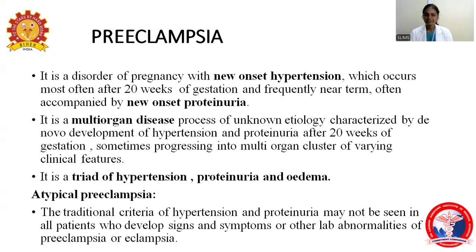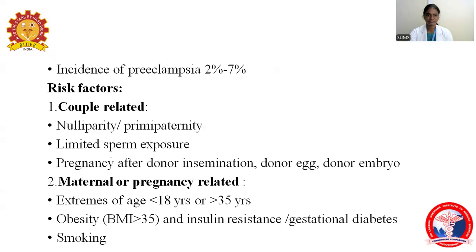Mostly it will be a triad with hypertension, proteinuria, and edema. There is one more term called atypical preeclampsia. The traditional criteria of hypertension and proteinuria may not be seen in these patients, who develop signs and symptoms or other lab abnormalities of preeclampsia or eclampsia. The incidence of preeclampsia is 2 to 7%.